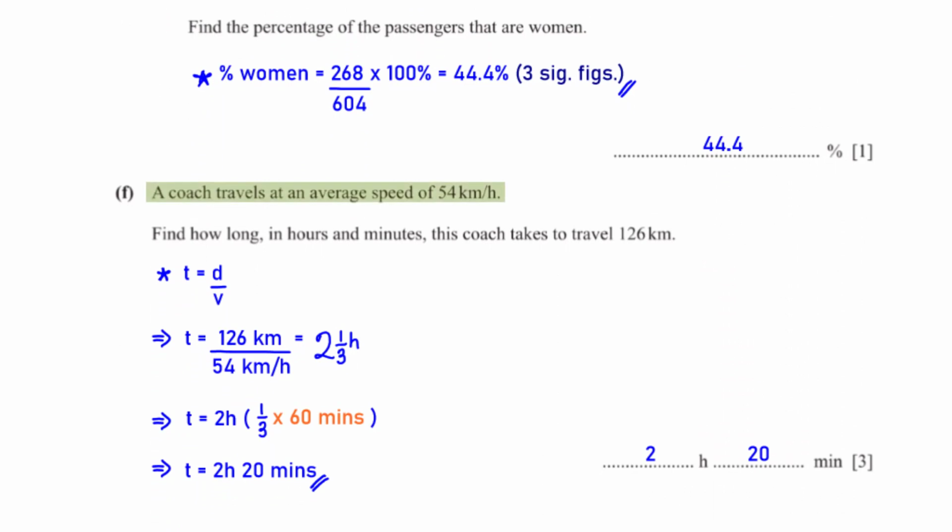A coach travels at an average speed of 54 kilometers per hour. Find how long, in hours and minutes, this coach takes to travel 126 kilometers. We can use this formula to get the time duration for the journey. The distance covered d is 126 kilometers and the speed v is 54 kilometers per hour. This gives us 1/3 hours. To convert 1/3 hours to minutes, we multiply 1/3 by 60. This gives us 20 minutes. So we have 2 hours 20 minutes.